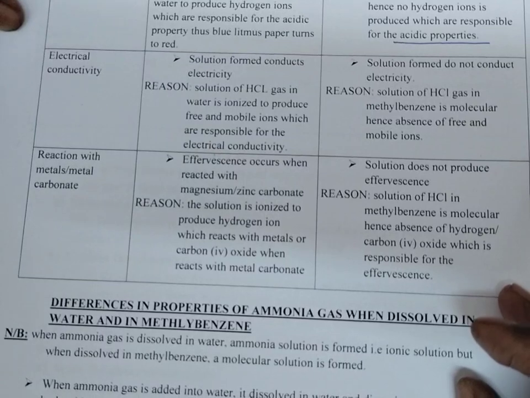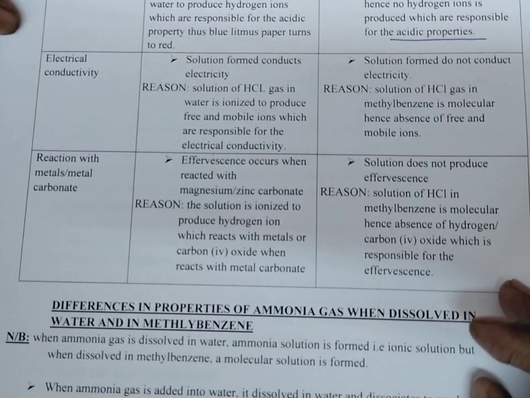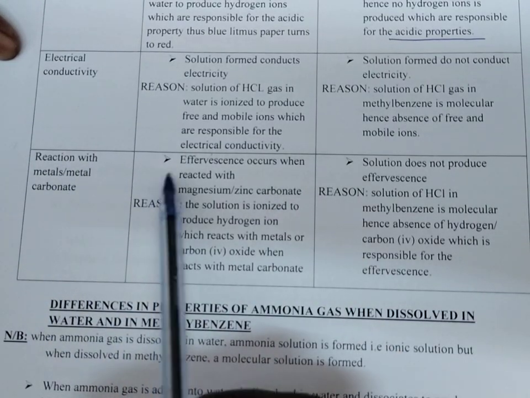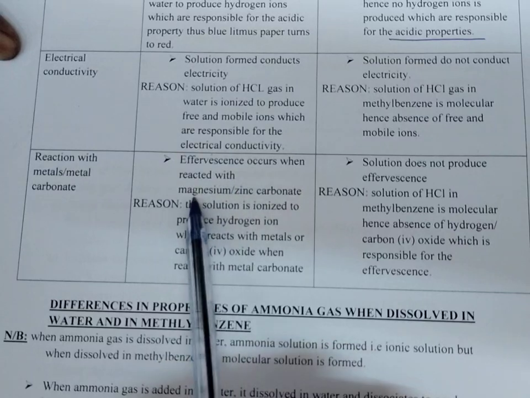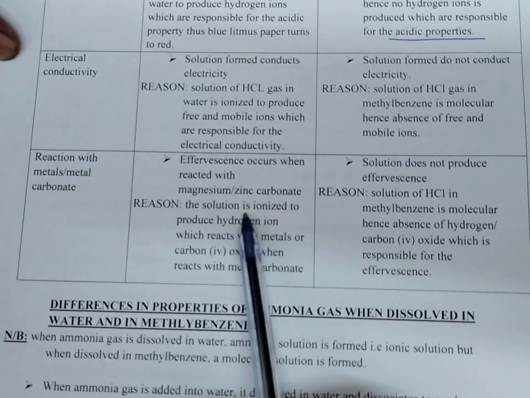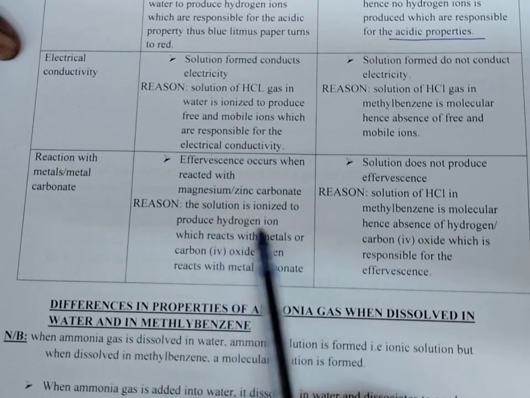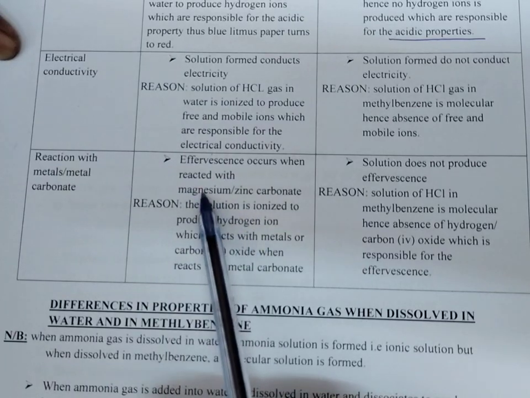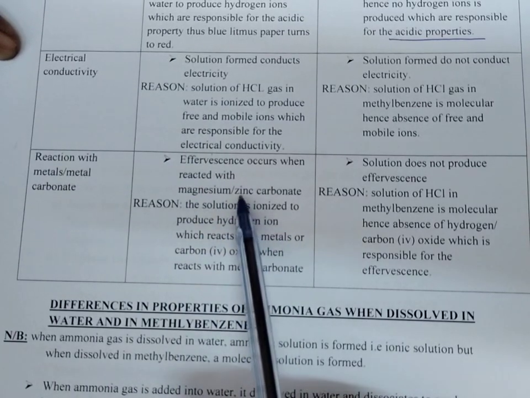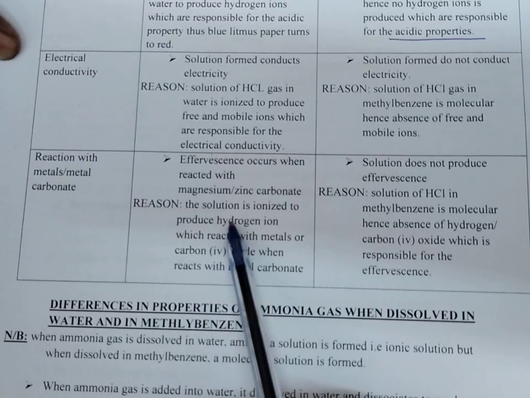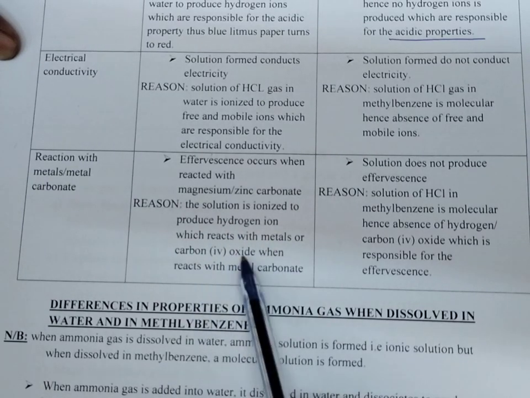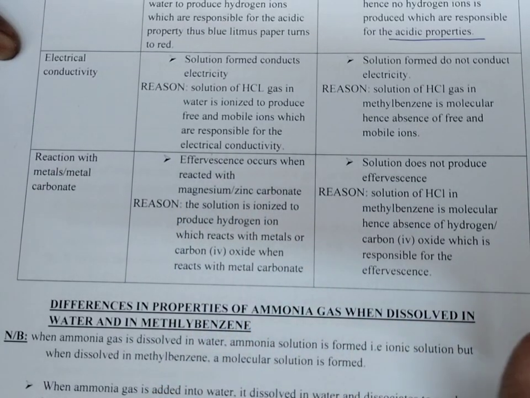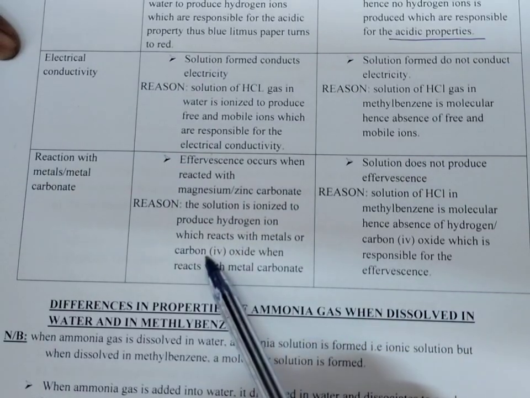Let's see the next property, that is reaction with metal and metal carbonate. What happens when hydrogen chloride gas is dissolved in water? Effervescence occurs when reacted with magnesium or zinc carbonate. What is the reason? The solution is ionized to produce hydrogen ions, which react with metal. When this solution reacts with magnesium, it produces hydrogen gas, or when reacted with metal carbonate, it produces carbon dioxide. The production of hydrogen gas or carbon dioxide gas is what produces the effervescence. This effervescence is due to the production of a gas, meaning either hydrogen gas or carbon dioxide gas is produced.